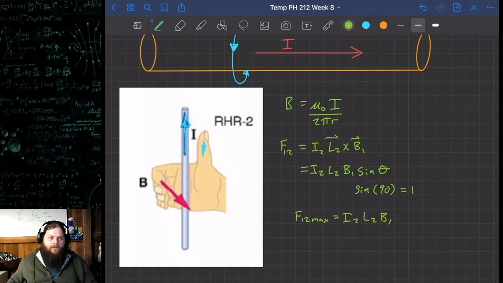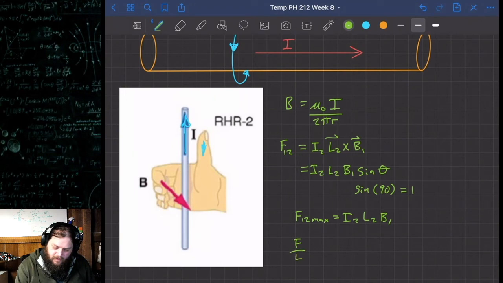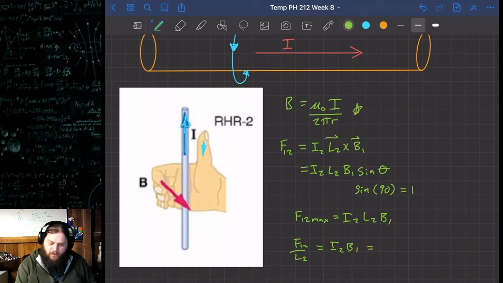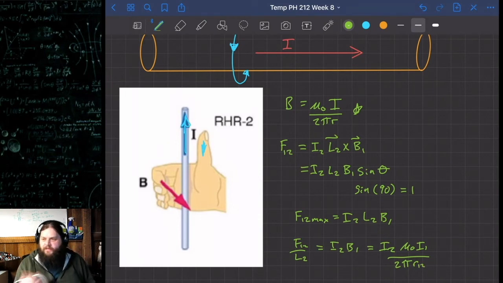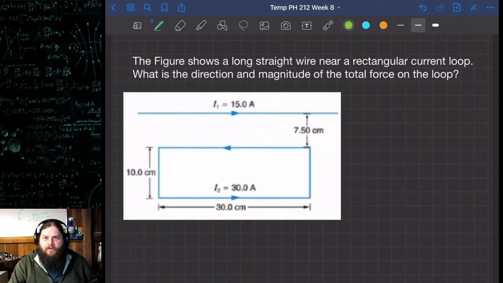Okay, we can even determine it based on force per length, because the length of the wires might be very long. So we can just move that L over and say the force per meter. So I'm just going to simply write force per length of 1 on 2 is equal to I2 B1. Which, if we substitute in now the equation for the magnetic field, we would get I2 times mu naught I1 divided by 2 pi r, where r is the distance between 1 and 2. So that's a way we can find the force per length from a current carrying wire, the force created by a current carrying wire on another wire. I'm going to use that in this problem here.